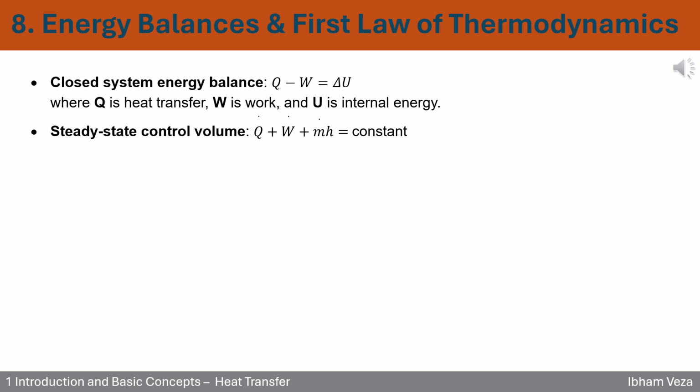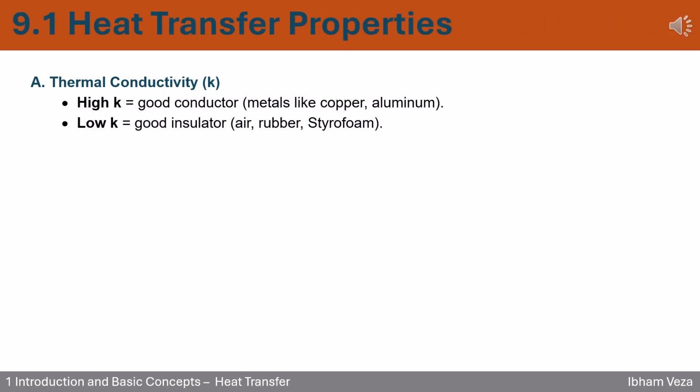For steady-state control volumes, like engines or turbines, we add mass flow to the equation. Q dot plus W dot plus m dot h equals constant. Mastering these balances helps you track energy flows, ensuring your systems obey the basic laws of physics.